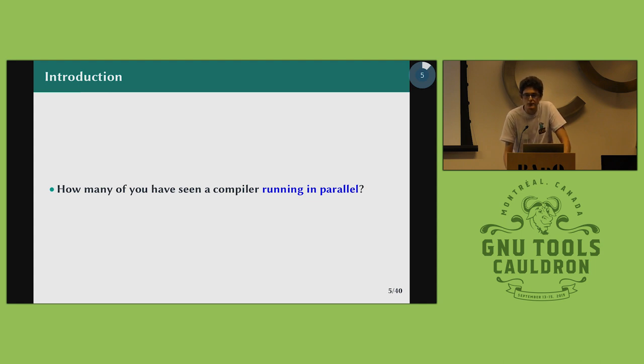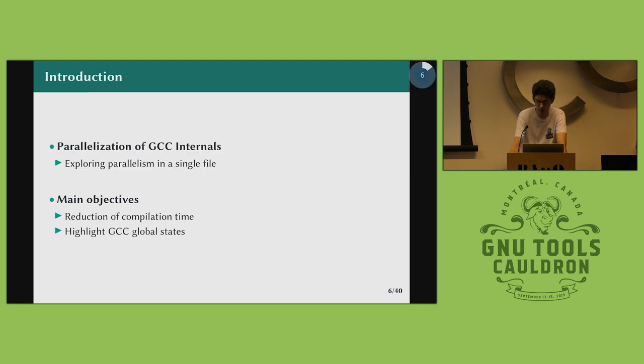How many of you have seen a parallel compiler, or a compiler compiling in parallel? Oh, which compiler does that? The Microsoft compiler? Oh, great. We'll look at that later. Okay, so this is what this project is about. We are parallelizing these internals so that we can explore parallelism within a single file.